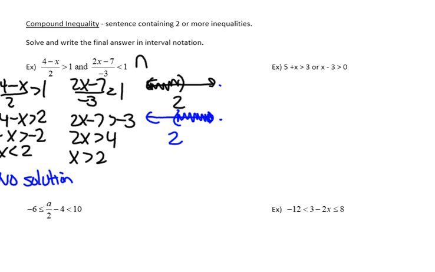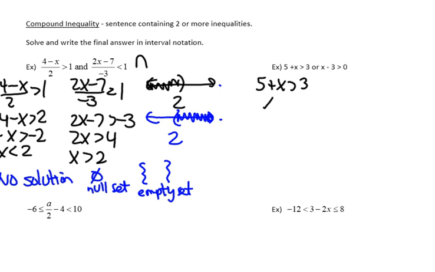Okay? So what that means is I could either write this, which is what is called the null set, or this symbol, which is called the empty set. But there is no solution to this inequality. Okay, let's go to the top right, solve each inequality. All right, so easy enough to solve. So now let's put each of these on a number line.